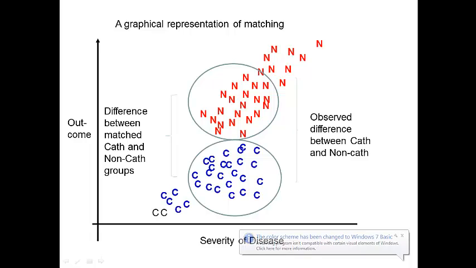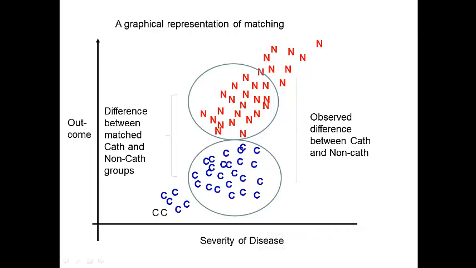This presents a graphical representation of matching. The y-axis is the outcome, let's say an indicator for mortality, and the x-axis is the severity of disease. This is patients without catheter, non-catheter, and this is patients with catheter. For patients whose disease severity is very high, they are too sick to be operated, so they couldn't really find many non-catheter patients whose disease severities are similar. Okay? So these patients are excluded.